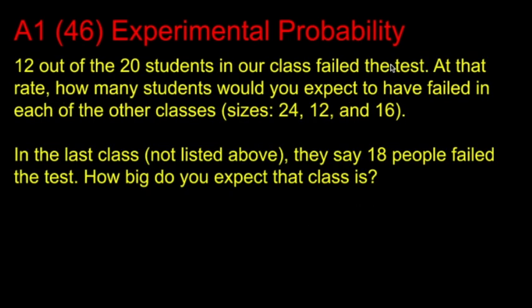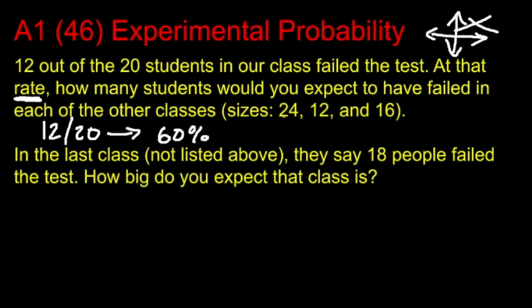12 out of 20 students in our class failed a test. At that rate, how many students would you expect to have failed each of the other classes? And their sizes are given. All right, so 12 out of 20 is our rate. All right, related to slope in a way. If we were to graph all these on an XY plane, we should end up with a straight line.